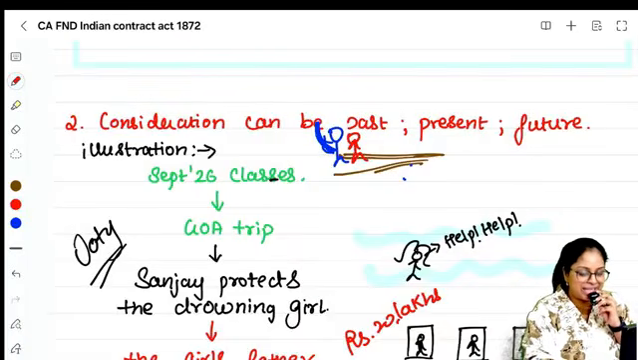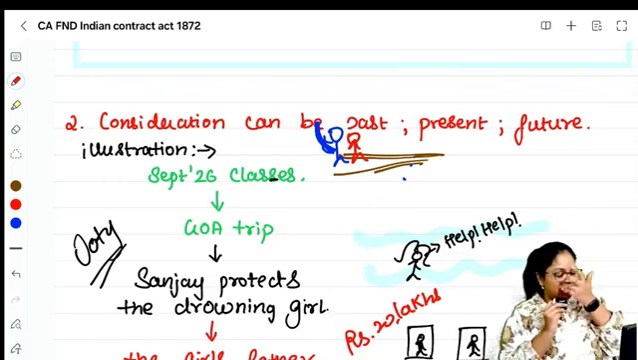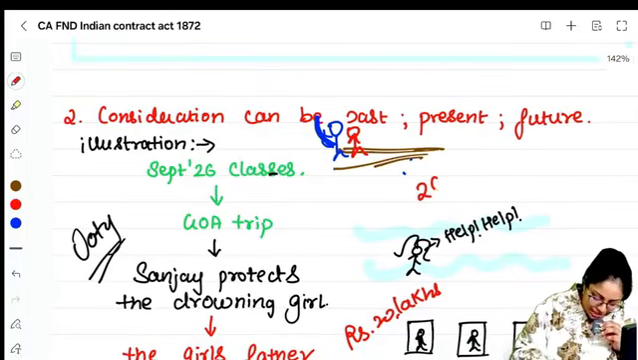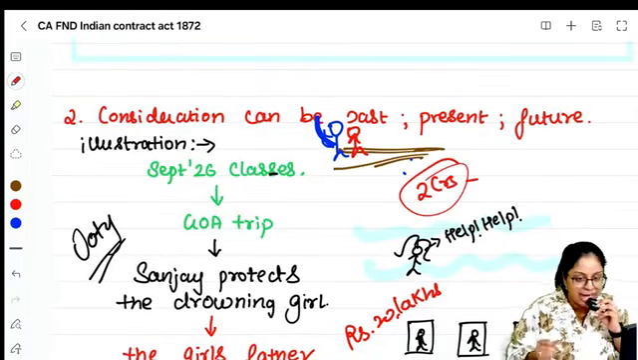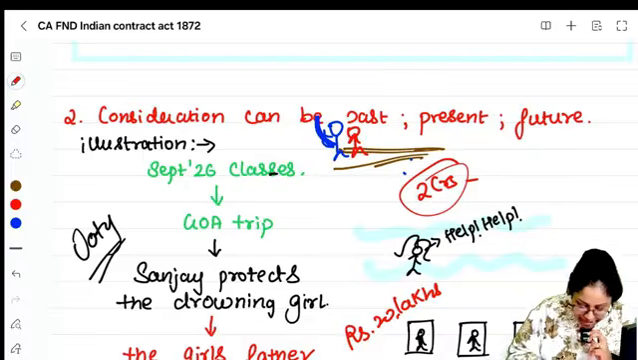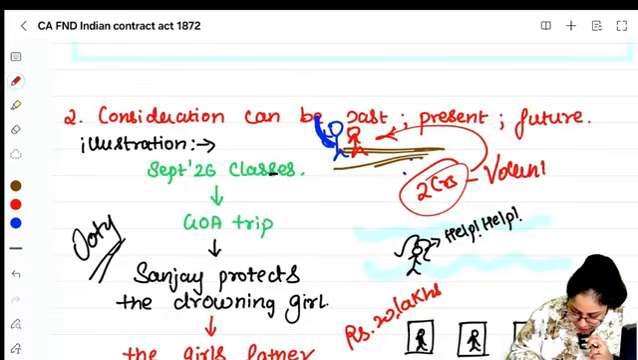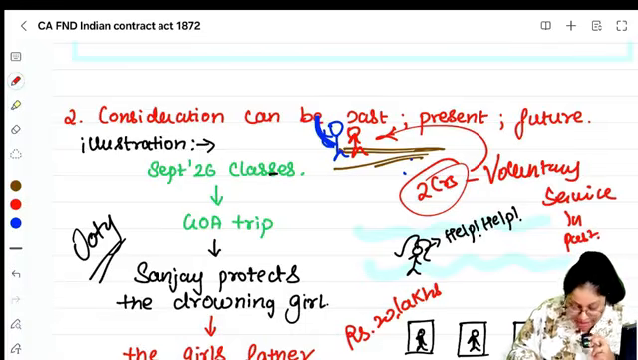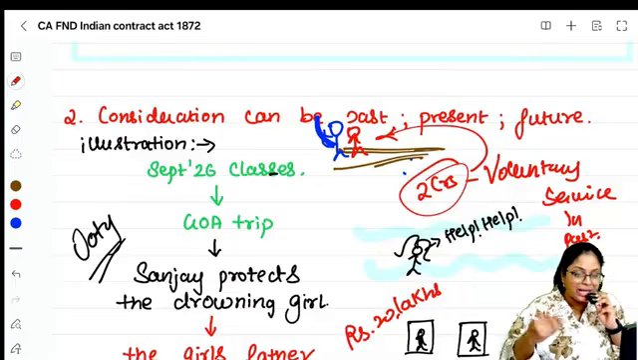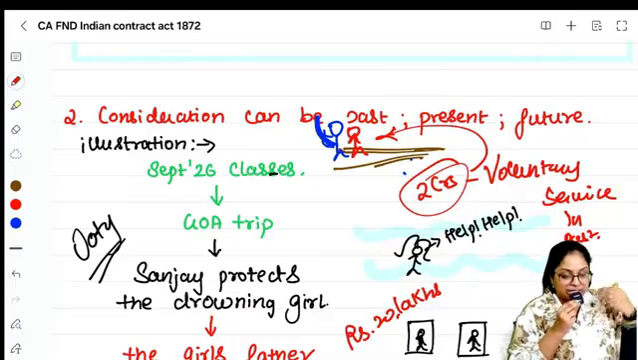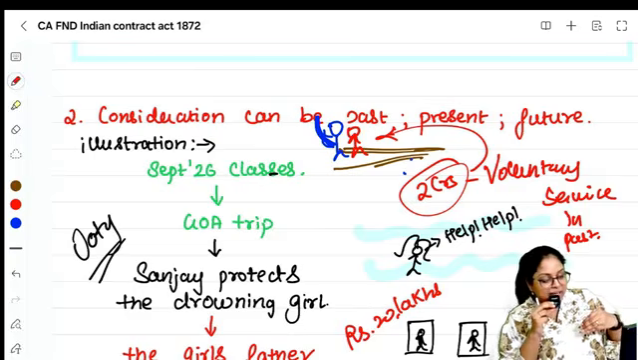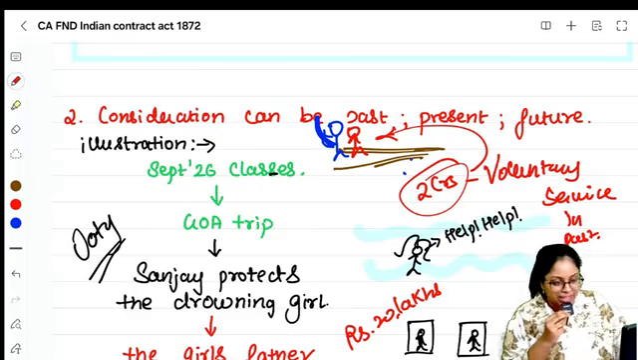Now in this particular case, this girl belongs to a very rich family in Ooty. That particular father called Sanjay and said, I will give you 2 crore rupees. You tell me, this 2 crore rupees being given to Sanjay is for his voluntary service in the past. Did anybody force him to save the girl? No, he himself saved her.